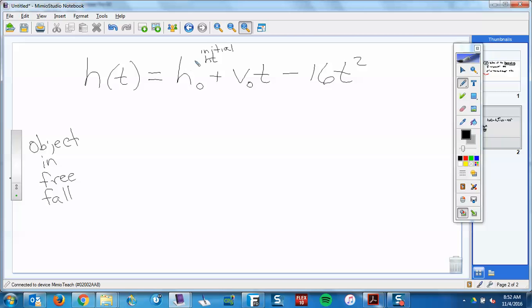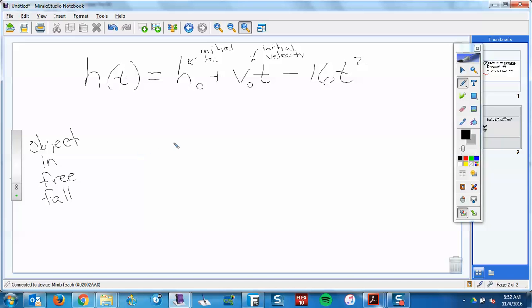V sub 0 here is the initial velocity. So if I throw it, that'd be the velocity when it leaves my hand. If I just drop it, the initial velocity would be 0. And then t, of course, is the time that it's in the air. If t is 0, these two terms would just disappear, and your height is your initial height. That's why h sub 0 is your initial height. If t is 1, that'd be after 1 second; if t is 2, after 2 seconds, and so forth.